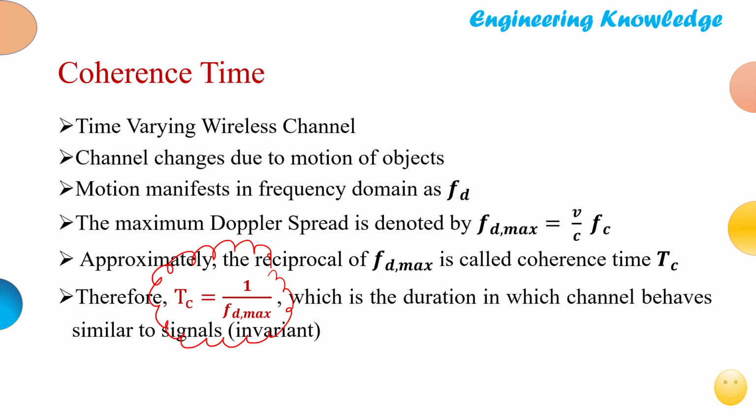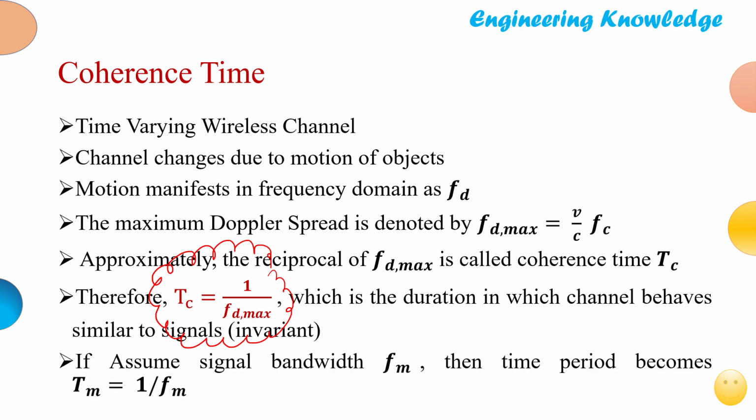How is it related to the signal? Now assume that there is a signal that has a bandwidth Fm, which means the signal is band limited in the frequency domain to Fm hertz. Then what is the time period? Basically it's the reciprocal. So the time period of the signal now is Tm. We are now going similar to what we discussed for the coherence bandwidth. This time it is about the coherence time of the wireless communication channel.